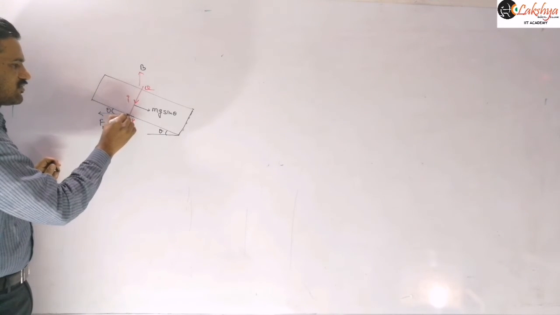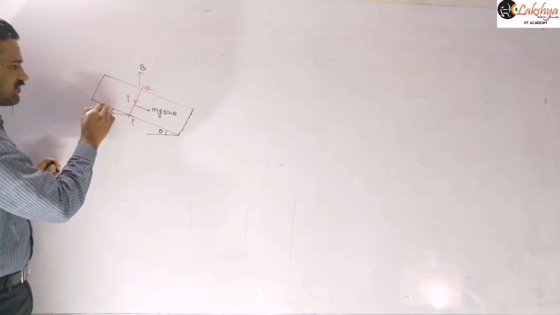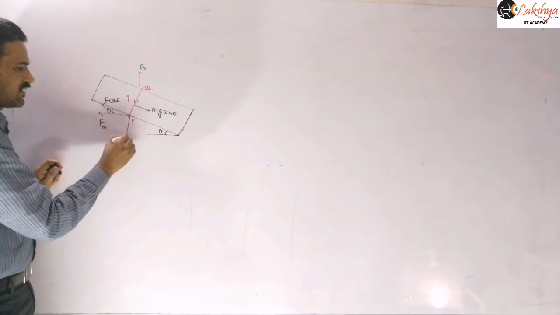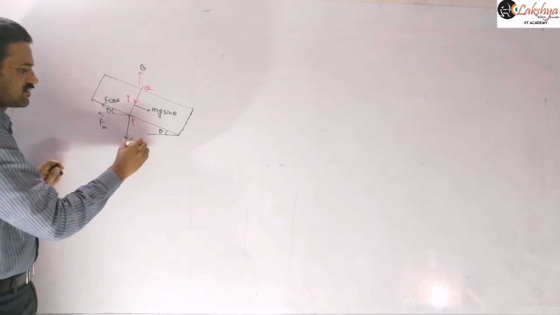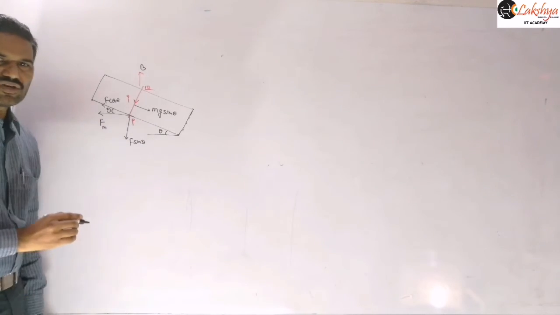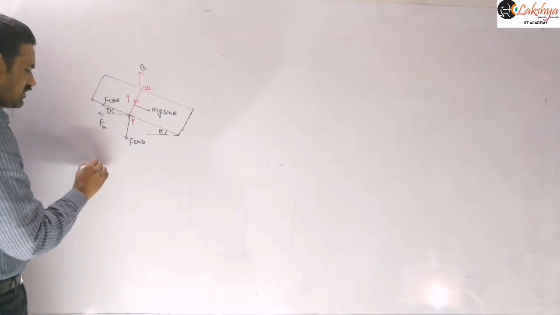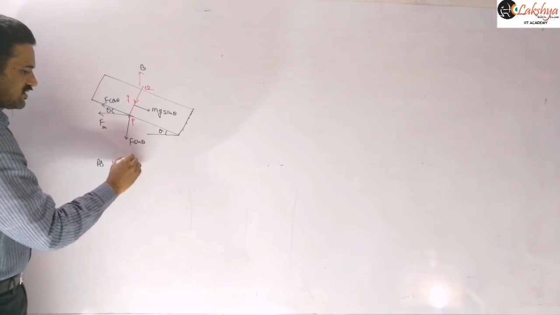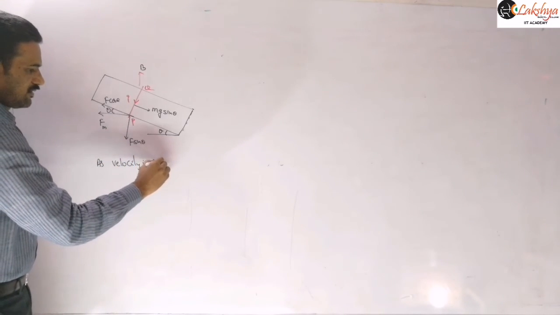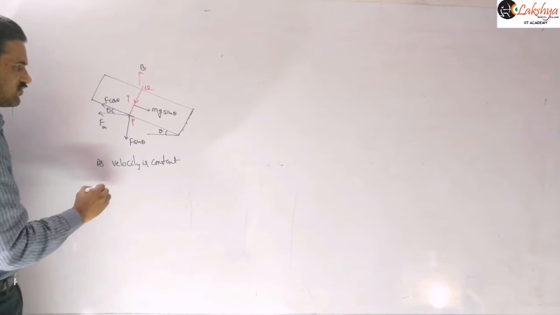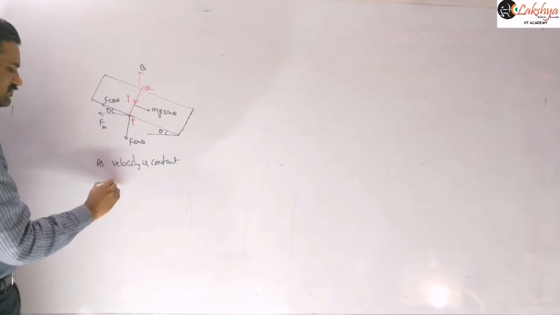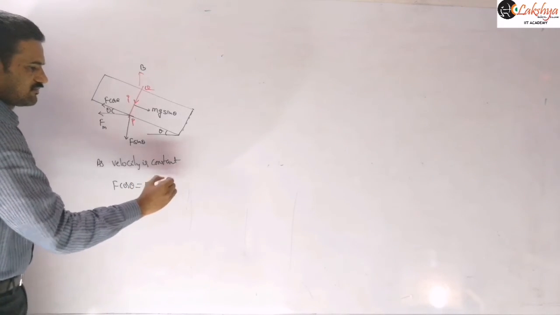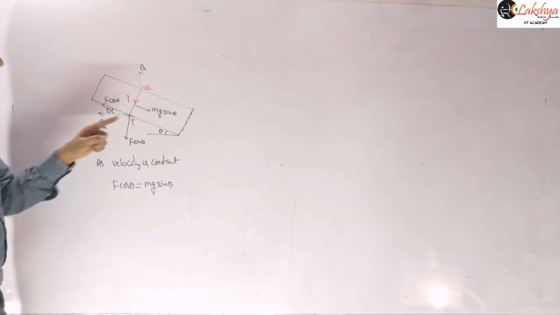So you can resolve this into components. If you are resolving this into components, then you will get one component as F cos theta along this direction, and F sin theta will be perpendicular to the inclined plane. Now as the wire is moving down with constant velocity, as velocity is constant, what we can write here is F cos theta should be equal to mg sin theta. So these two forces should balance with each other.